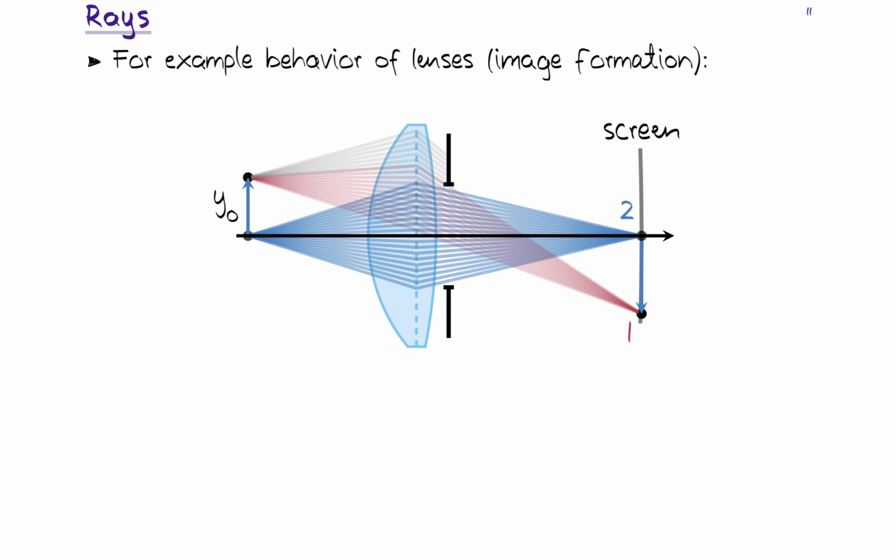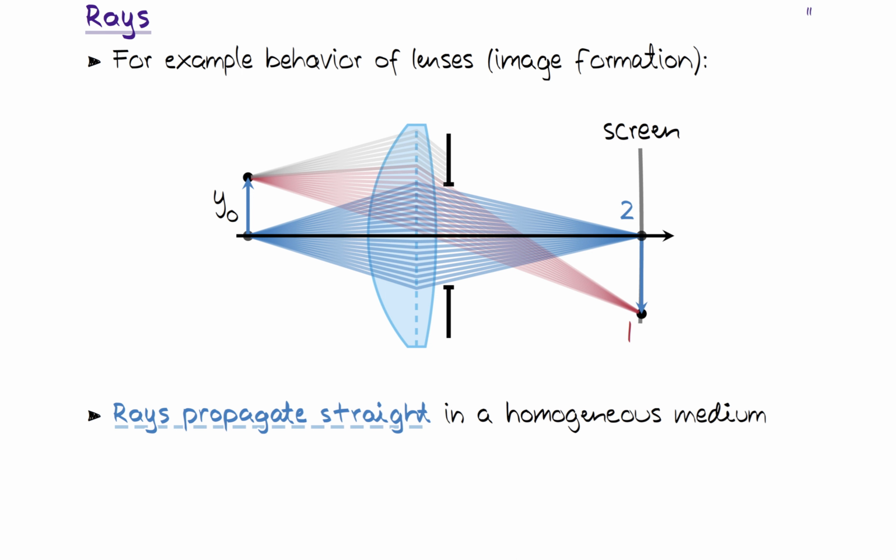We have simple mathematical equations that tell us how we should draw these rays of light. The rule number one in this description is that unless there's some kind of obstacle, an interface, or a change in the medium, rays propagate straight forward. So rays propagate straight in a homogeneous medium. A homogeneous medium just means that it looks uniform in all directions, with no inhomogeneities inside, just a uniform-looking medium.